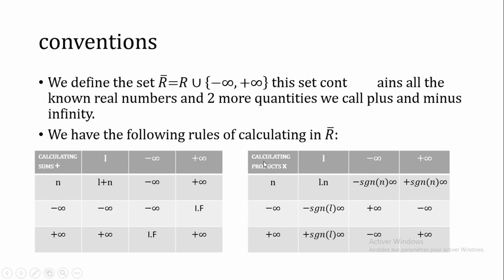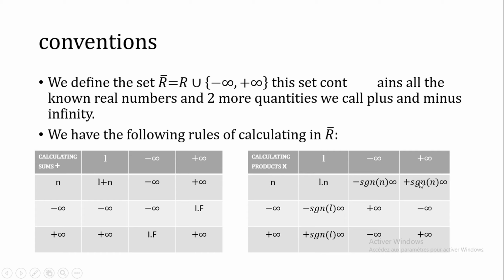So now moving to products, we have n times L gives us n times L, and n times minus infinity gives us minus the sign of n times infinity. So if n is positive, this is gonna just say minus infinity, and if n is negative, this is gonna give us plus infinity. Just like the rules of calculating products in R. Minus times minus gives us plus, minus times plus gives us minus, plus times minus gives us minus, and plus times plus gives us plus.